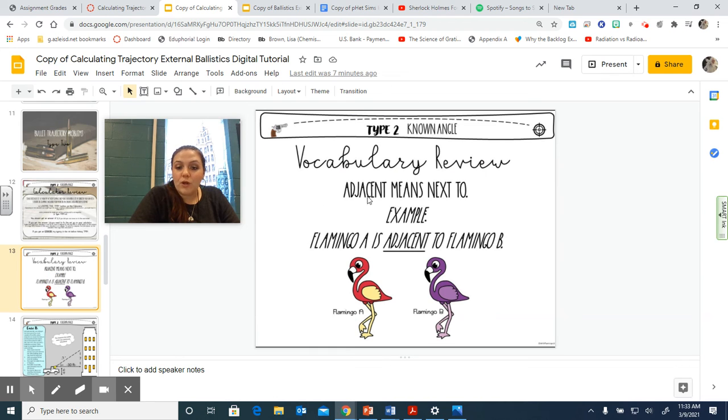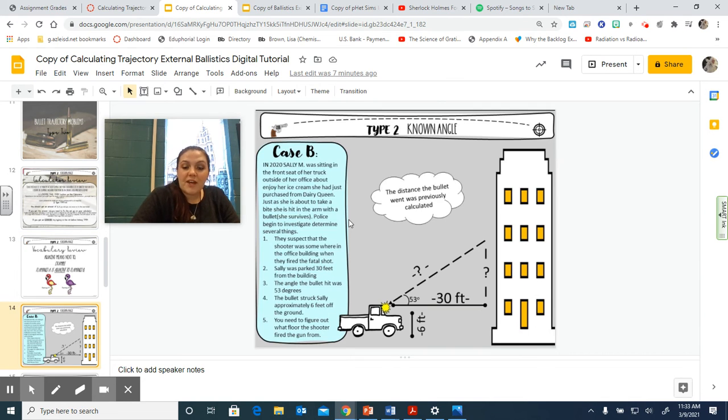All right, so vocabulary review: adjacent means next to. This flamingo is adjacent to flamingo B. So if they say that in a problem, like this was adjacent to this, it's the two sides that are closest to each other. All right, so here's case B.